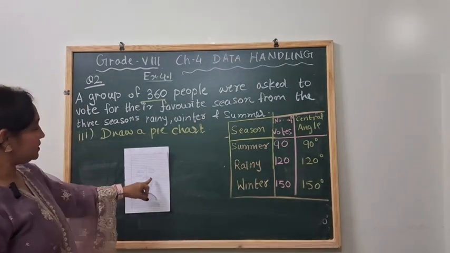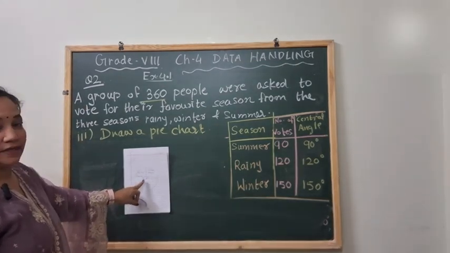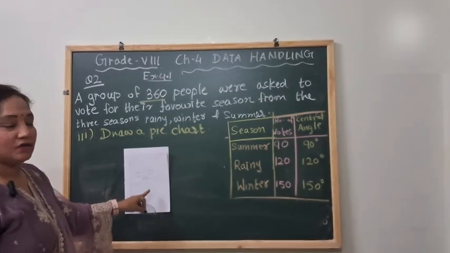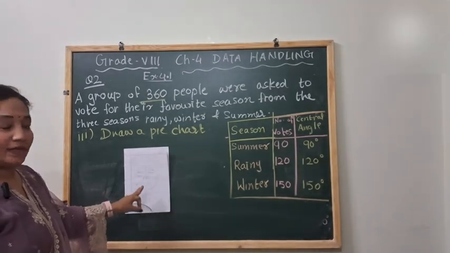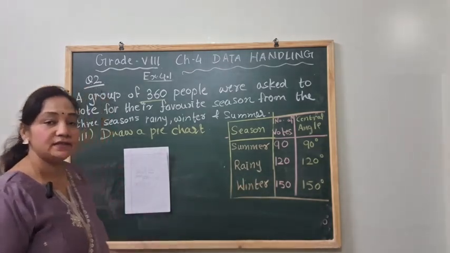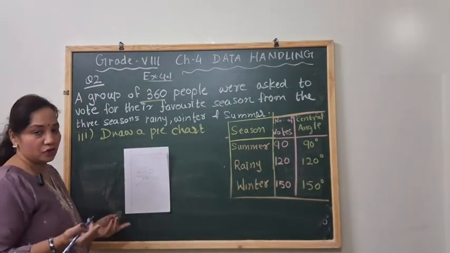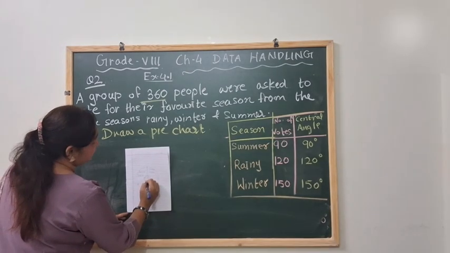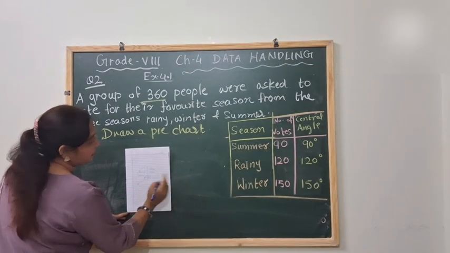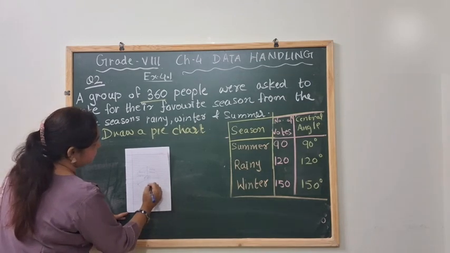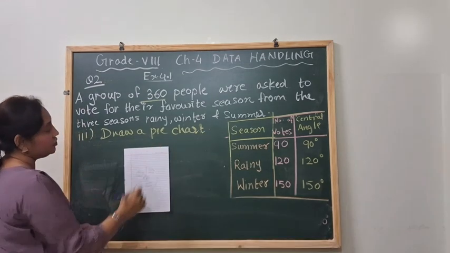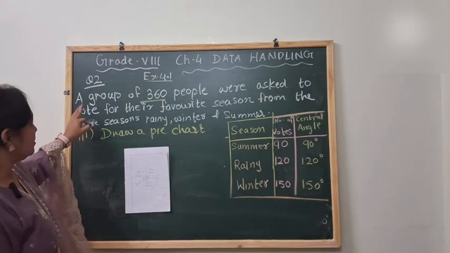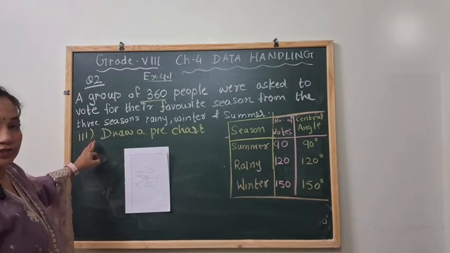So we have done summer season 90 degrees and rainy season 120 degrees. Now we don't need to measure the third one because the remaining angle is 150 degrees, that is winter season. If you want, you can cross check it. So this is your pie chart for question number 2, sub question number 3.